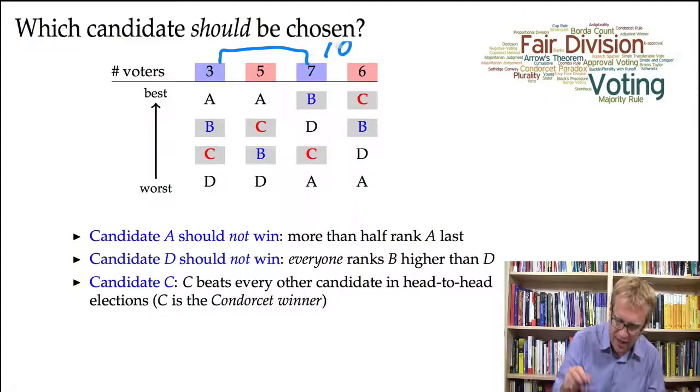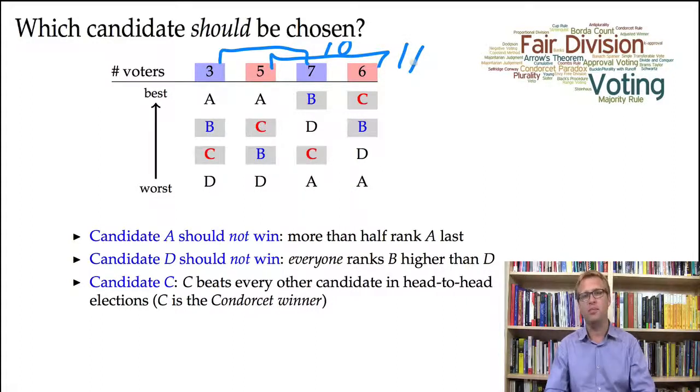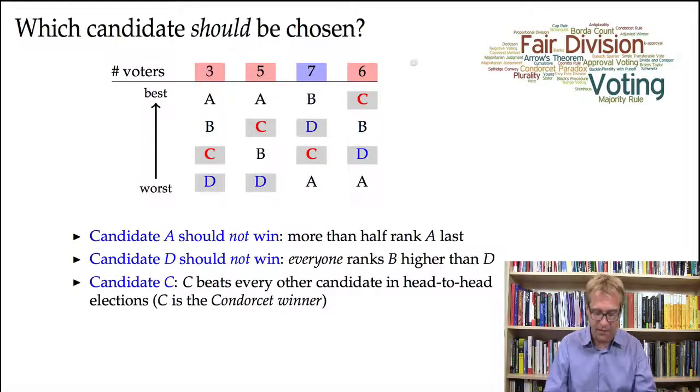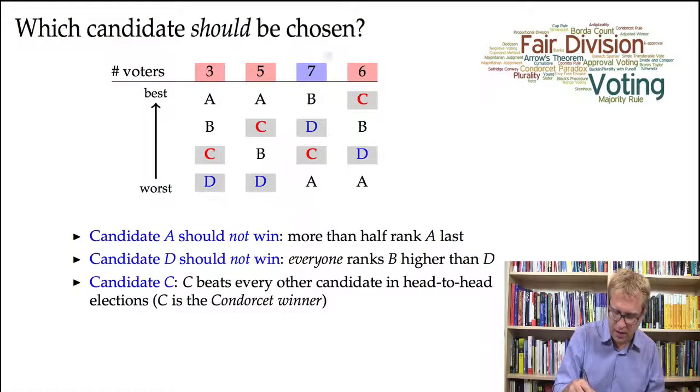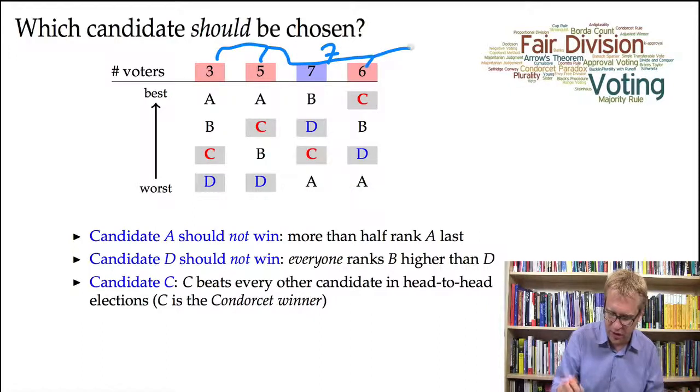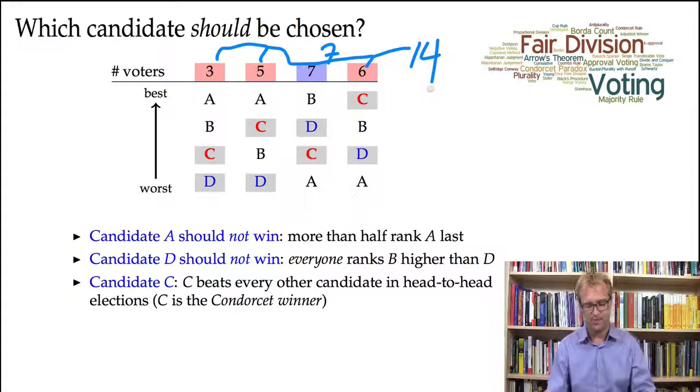Bob gets 10 votes, but Charles squeaks by with 1 extra vote. So Charles will get 11 votes and Bob gets 10 votes. So in a head-to-head election, it's Charles who will actually win that election. And then finally, against Dora, we see that Charles easily beats Dora. Dora gets 7 votes and Charles gets 14 votes.